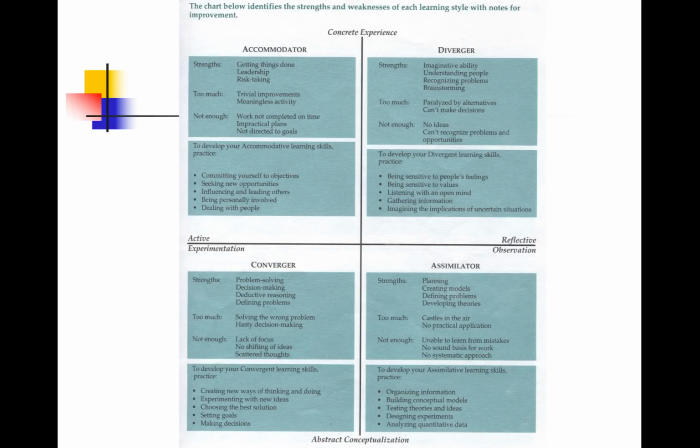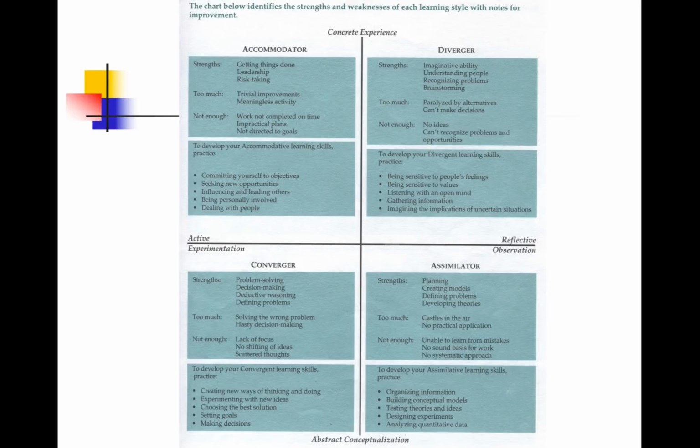The accommodator that wants to get things done has strength in leadership and risk-taking, where the diverger has strength in imaginative ability, in understanding people, recognizing problems, and brainstorming. The assimilator has strength in planning, creating models, defining problems, developing theories. And the converger likes to problem solve, wants to be the decision maker, deductive reasoning, and defining problems. So within that, there's strengths.